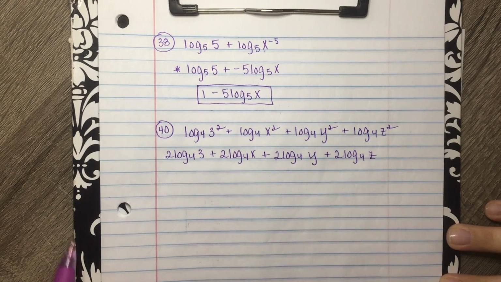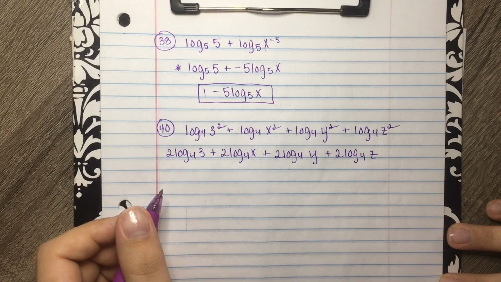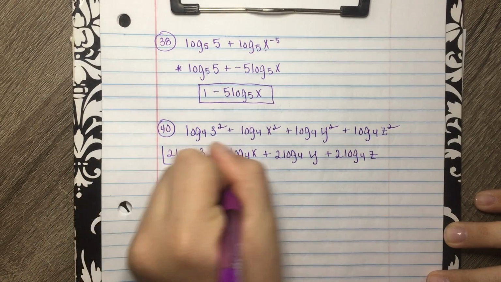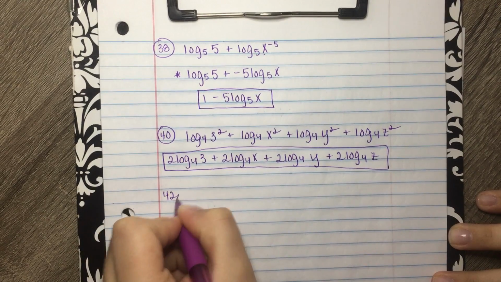All right, and then you can just double check, well, is there anything I can simplify? 4 to what power is 3? I don't know. So that's okay, we're going to leave that here. This is our final answer. All right, we're going to take a look at 42.